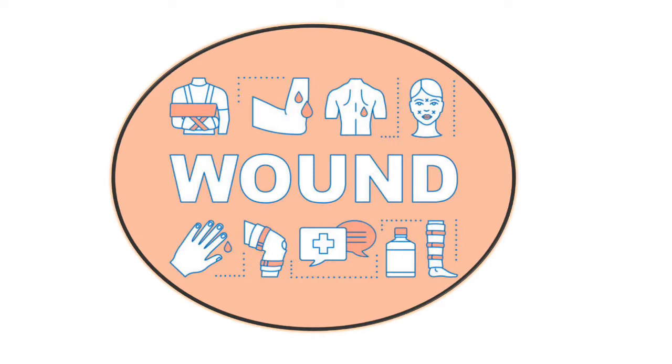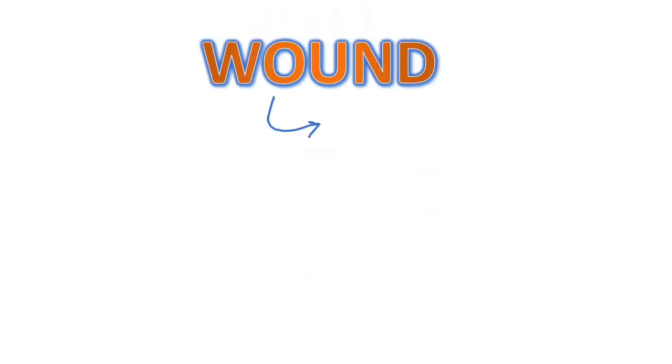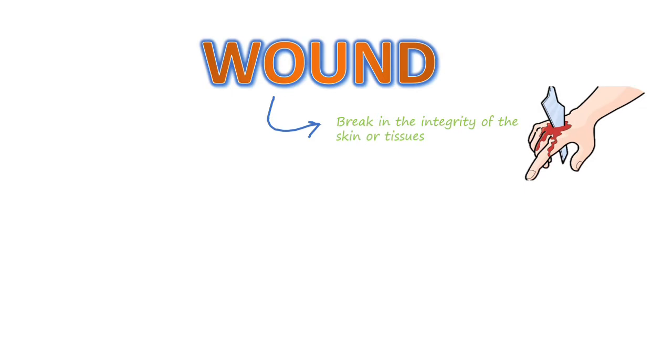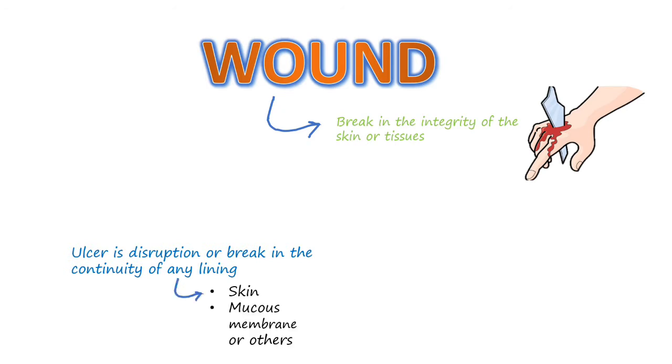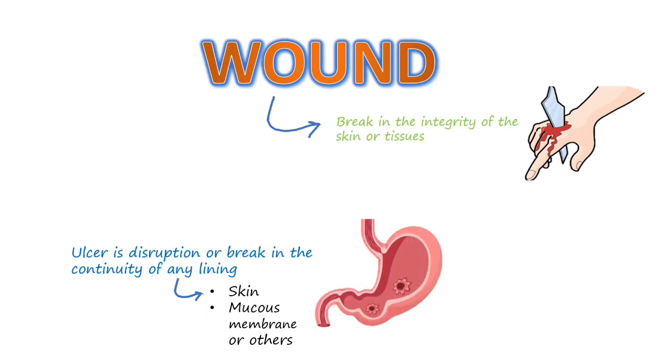Hello friends. So today we are going to learn about wounds and going to classify them and further talk about their complications. So what is a wound? A wound is a break in the integrity of the skin or tissues, whereas an ulcer is a disruption or break in the continuity of any lining such as skin, mucous membrane or others.